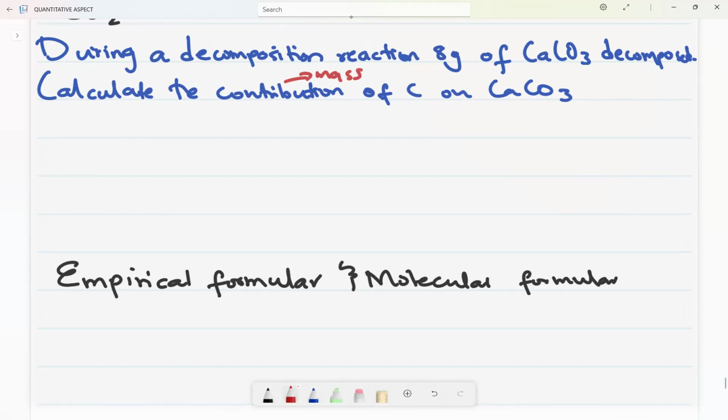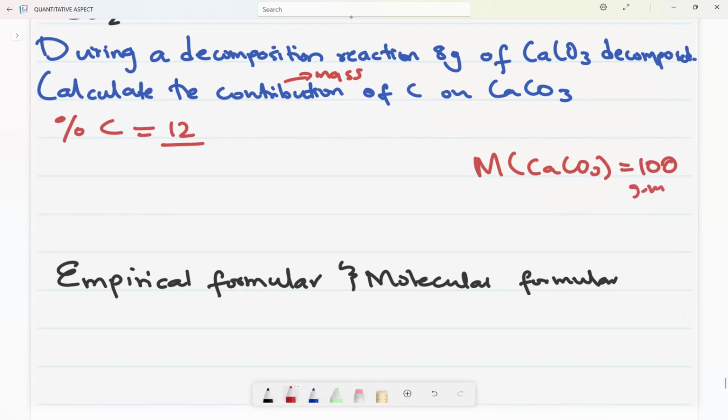So how are we going to do that? We say the percentage of carbon in calcium carbonate. Remember, we need to find the molar mass of calcium carbonate first. It's going to give us 100 grams per mole. So in here, carbon comes with 12 divided by 100. Let's say they want the mass of carbon.